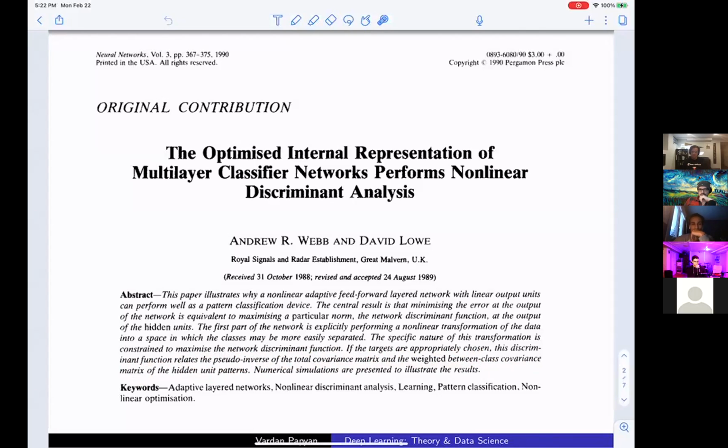What does this mean? So basically, they're saying that there's some relation between a deep network and some type of discriminant function. And when they say discriminant function, they mean LDA or something like LDA. And the question is, what is the relationship?